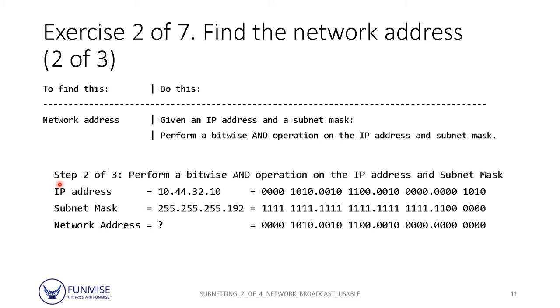In the second step, we're going to perform a bitwise AND operation on the IP address and the subnet mask. Now recall from doing the bitwise AND operation earlier in exercise 1 that only where you had a 1 and a 1 would you get a 1. Otherwise you'll get a 0. So you only have to pay attention to where the subnet mask matches the 1 entries in the IP address. And all these are going to be 0 here, and you see that.